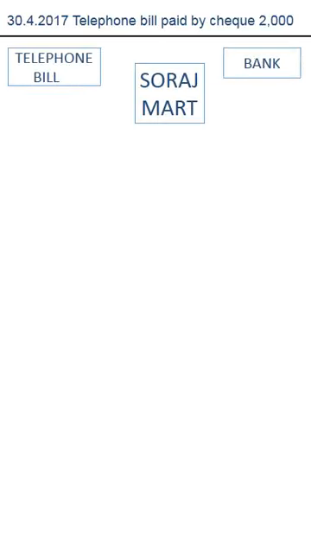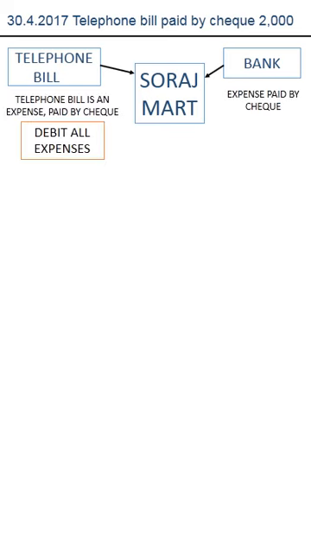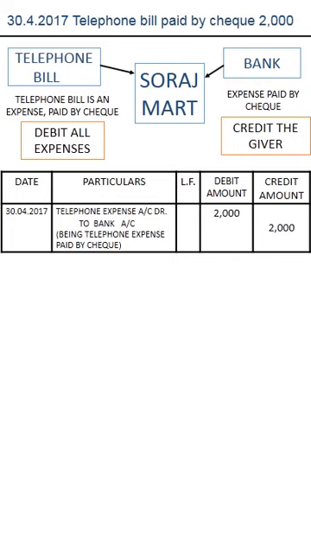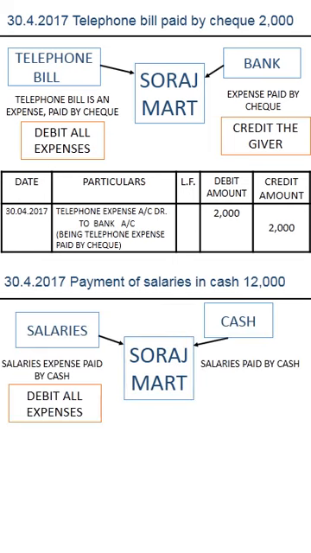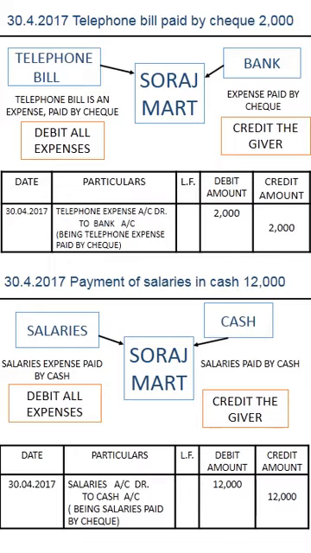The next one is telephone bill paid by check of rupees 2,000. Very simple entry. Telephone bill is an expense, debit all expenses, made through bank. Telephone expenses account debit to bank account by rupees 2,000. Payment of salaries in cash of rupees 12,000. Again, salaries is an expense made through cash. Salaries account debit to cash account.